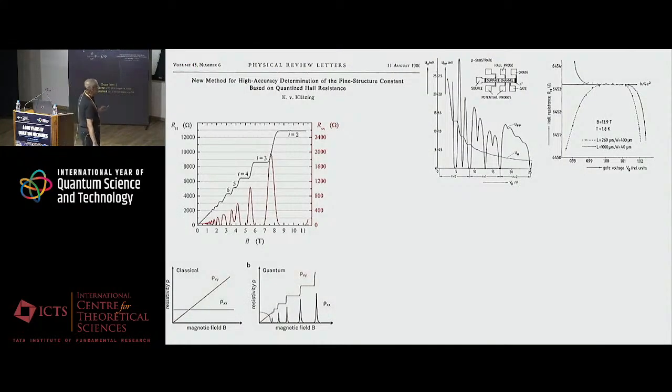So this is the original experiment of Klaus von Klitzing, now a legendary measurement. The title was "New Method for High Accuracy Determination of the Fine Structure Constant Based on Quantized Hall Resistance." This is his data, showing just Hall and longitudinal conductance. In some sense, this measurement could have been done by Mr. Hall himself in 1878 if he had access to a two-dimensional system.